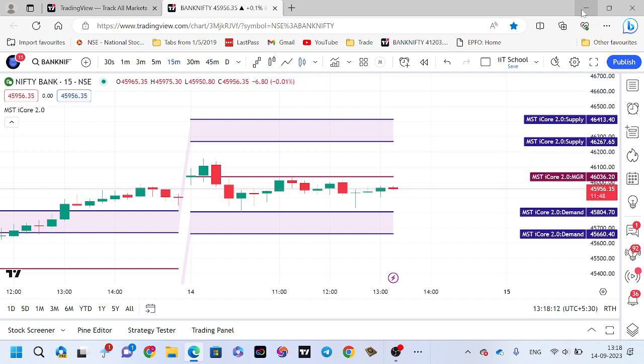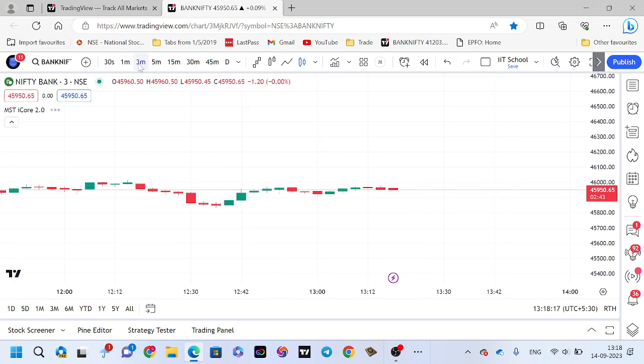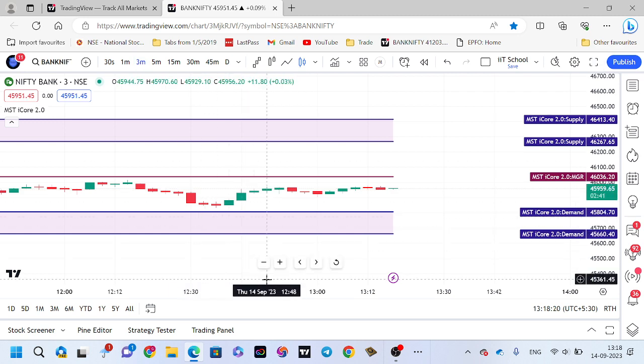Today is another wonderful day. We have got a very good profit from Bank Nifty as well as in the Nifty. We had posted the screenshot of our trading also.